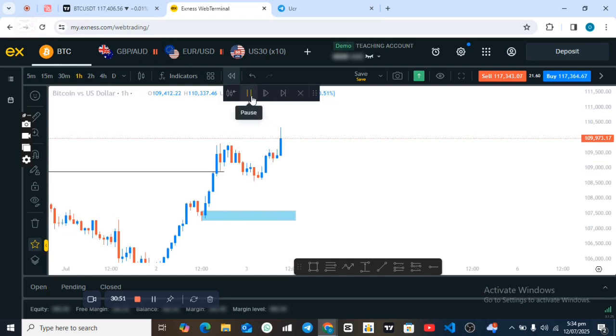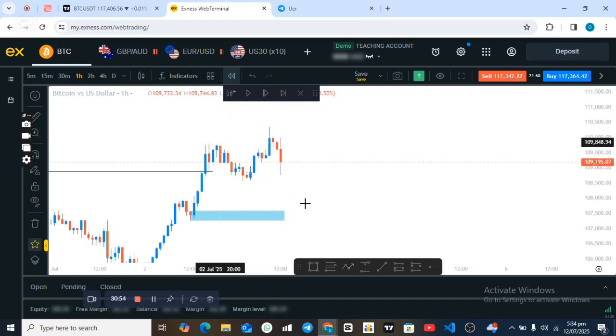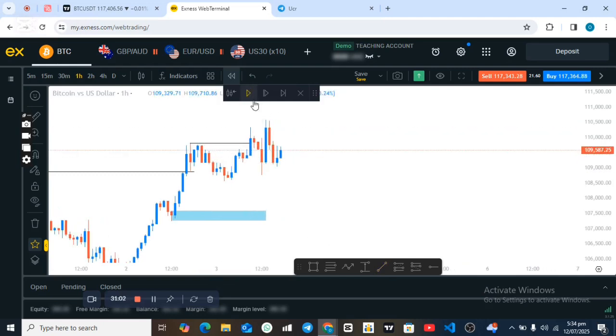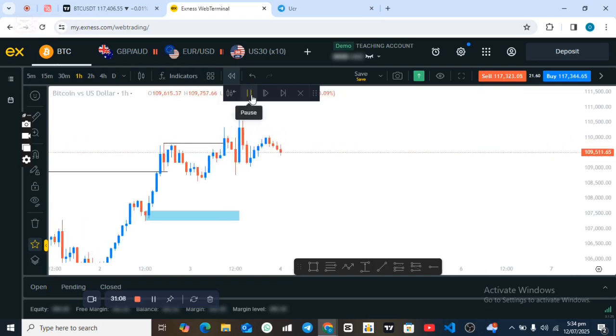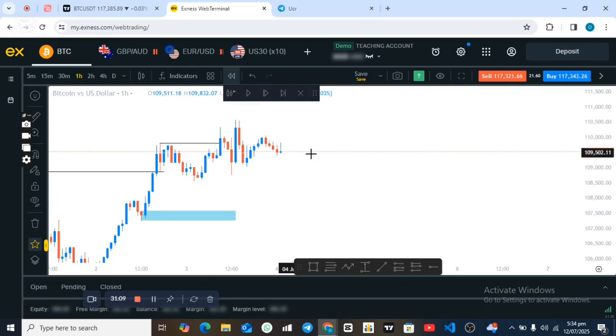So you can see what happened from here. It still broke another high. It still broke the particular high like this. There was a break of structure here, and then we are still not interested. Now let's look at what is really going on. It was consolidating. There's no movement.